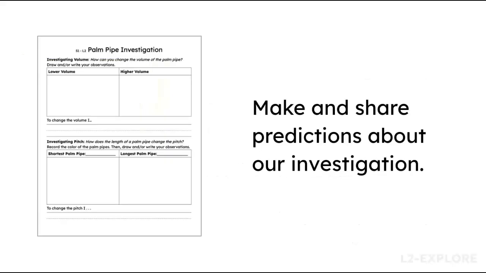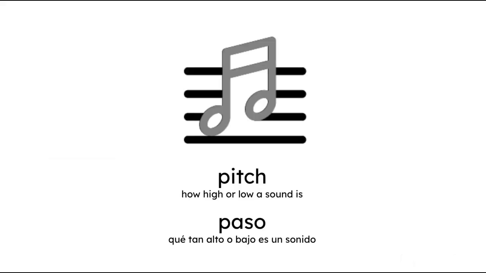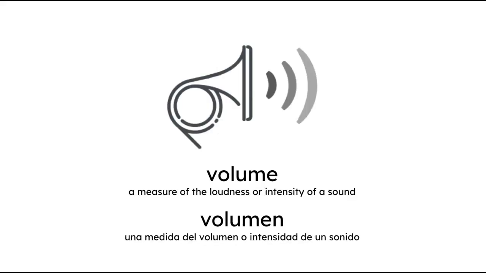Before students begin the investigation, you'll direct them to the Palm Pipe Investigation Student Journal page. You'll discuss the investigation questions and have students make and share predictions, but do not discuss correct answers. This activity will allow them to test the palm pipes and collect evidence to answer these questions. You'll post and discuss the pitch and volume vocabulary cards.